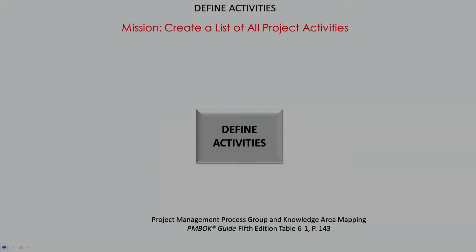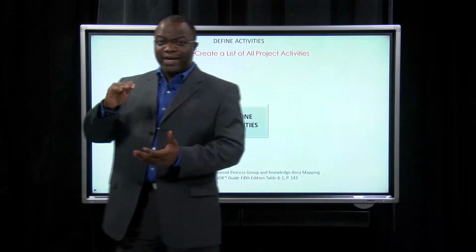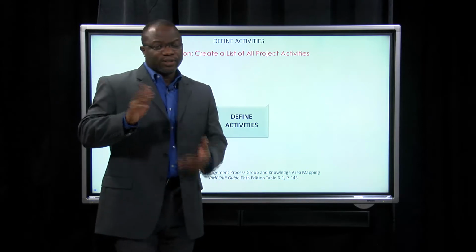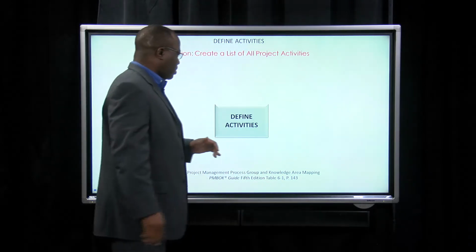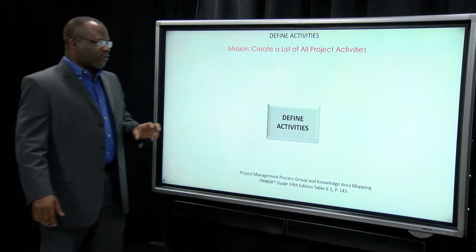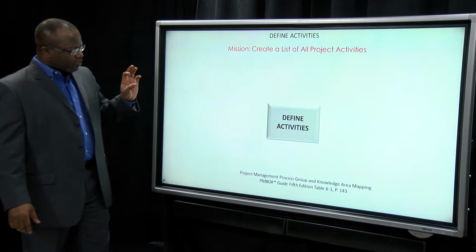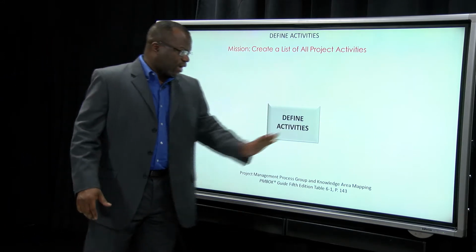Define activities. Define activities is the second process of time management. This is where we actually define what has to be done on the project. So we actually define a list of tasks. Tasks and activities are used interchangeably, means the same thing in this world. So our mission is to create a list of all project activities. That's really what we're trying to get out of this. We're trying to get an activity list as our output.